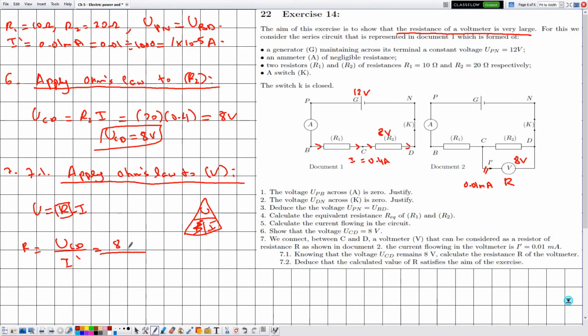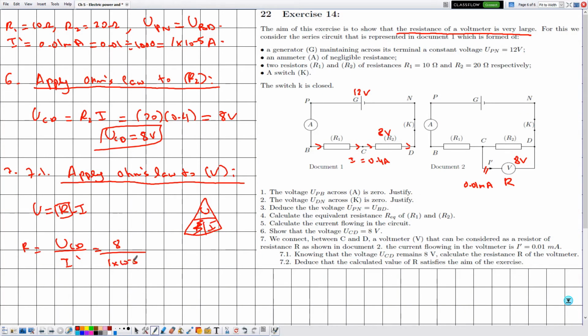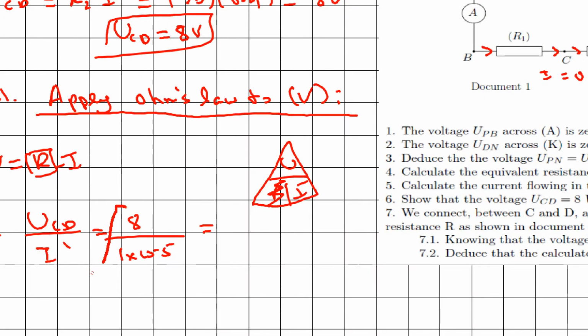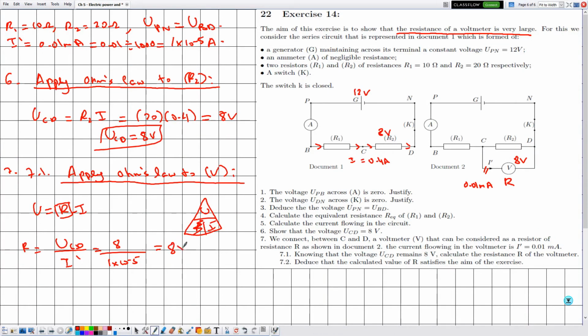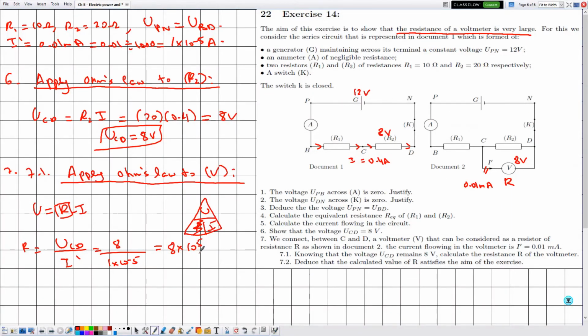So 8 divided by the value of I prime, which is 1 times 10 to the power minus 5. Plugging this expression as it is on the calculator, it's given by 8 times 10 to the power 5. Or simply because this is in the denominator, when it goes up to the numerator, the sign will flip from minus to plus. Then it's given by 8 times 10 to the power 5. Since everything is expressed in the SI, the value of R will be in ohms. Then R is equal to 8 times 10 to the power 5 ohms.